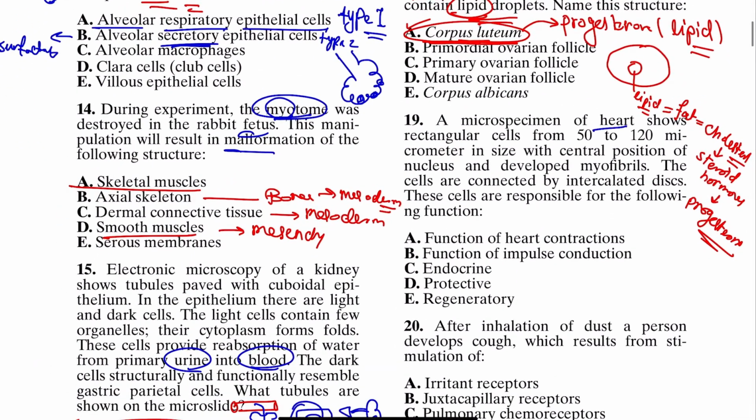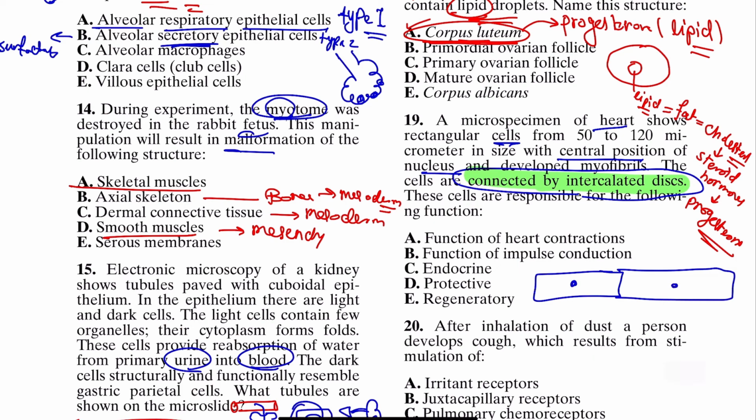Here we see in the heart cells with central position of the nucleus and some myofibrils and connected by intercalated discs, and they are responsible for which function. So this is the classical description of the cardiomyocytes, or the cells that carry out the contraction in the heart. They have between them intercalated discs. These connections called intercalated discs are specific for the heart muscle cells, cells of heart contraction.